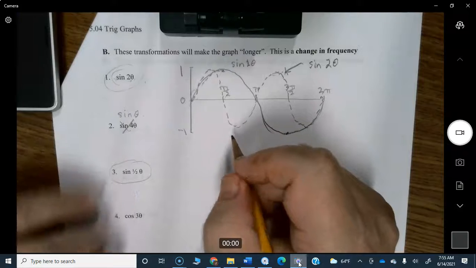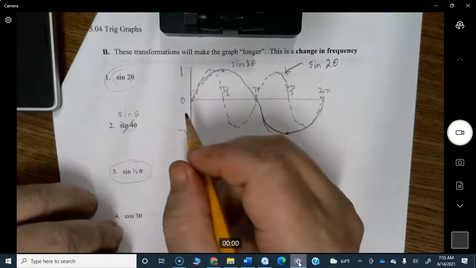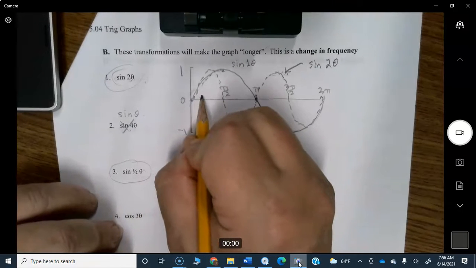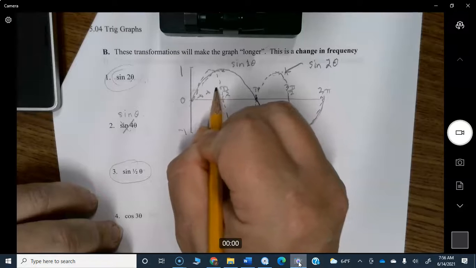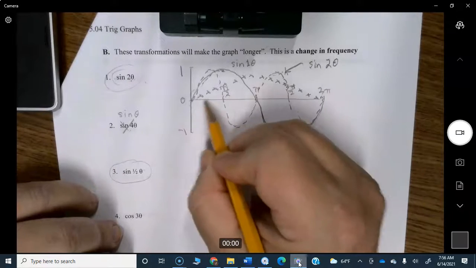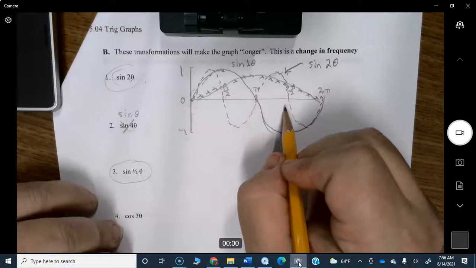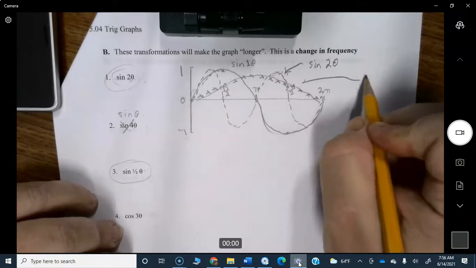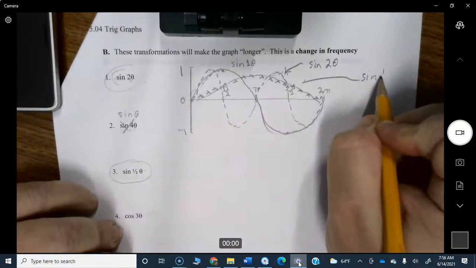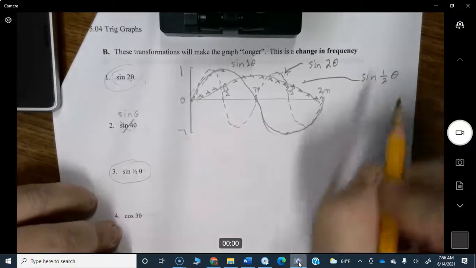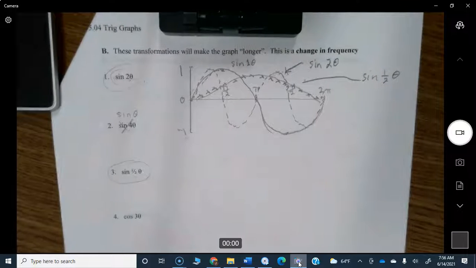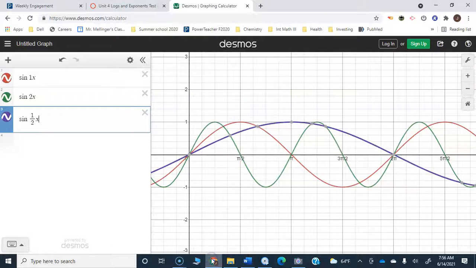Okay, and the last one is the sine of 1/2. I'll draw with x's. So it's going to be x, x, x. So it just does half a cycle. It just does the top half of the cycle. So this is 1/2 theta. Okay, and that's what we saw over on Desmos. Once again, there it is. That's what you just drew.